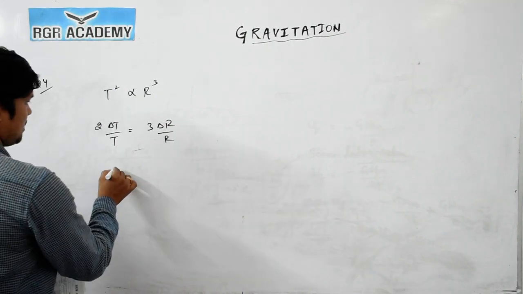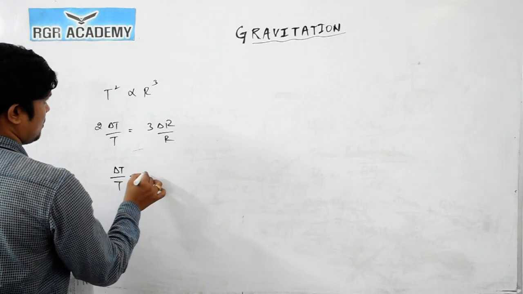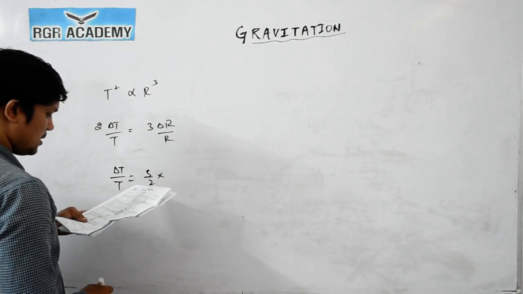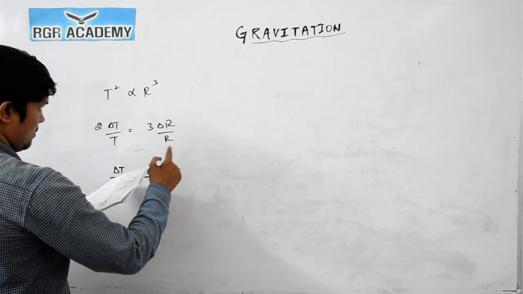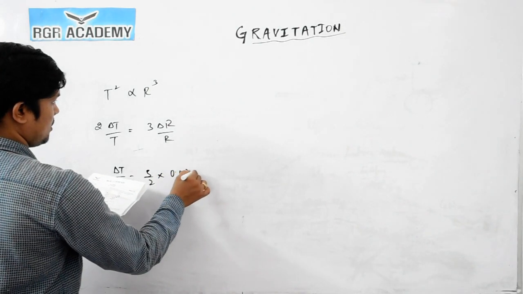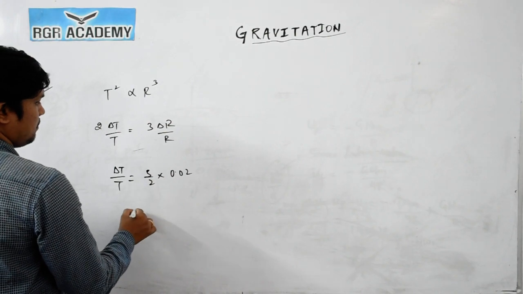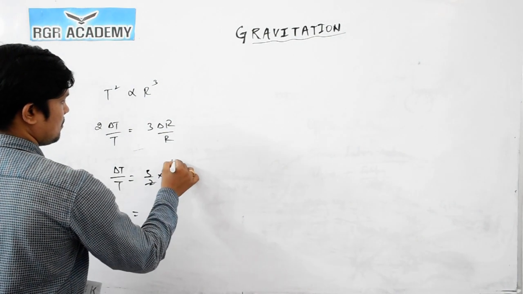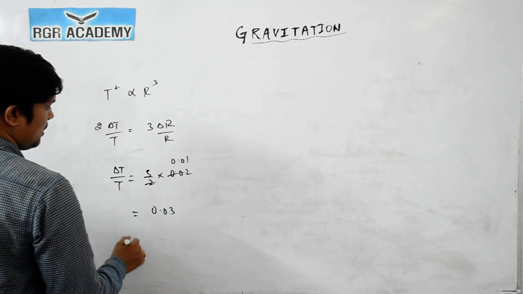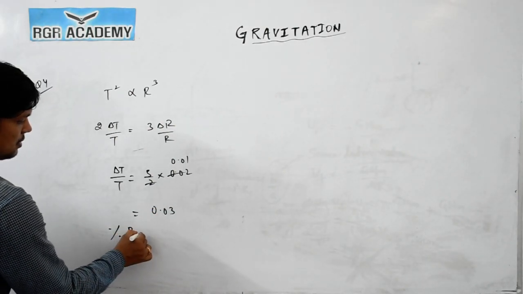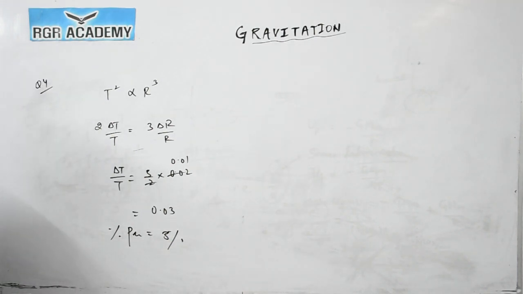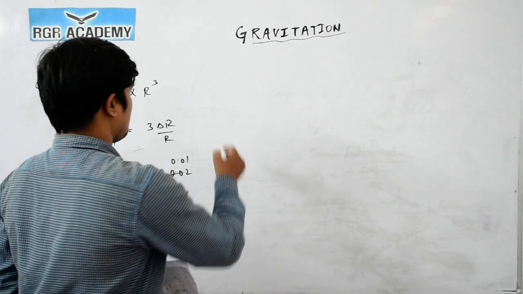Okay, so the percentage difference in the time period, delta T by T, is equal to 3 by 2 times the percentage change in r, delta r by r, which is 0.02. So it will be 0.03. If you calculate the percentage change, it will be equal to 3%. So the answer is 3%. Clear? Now question number 5.